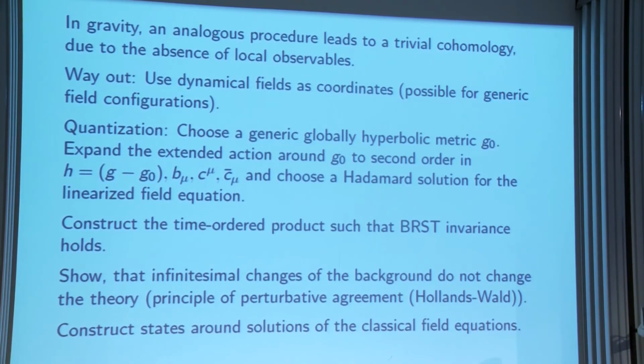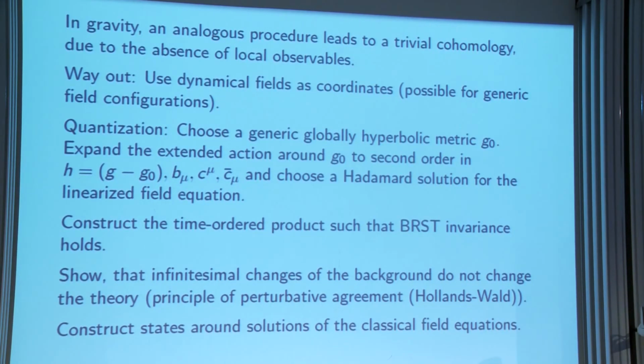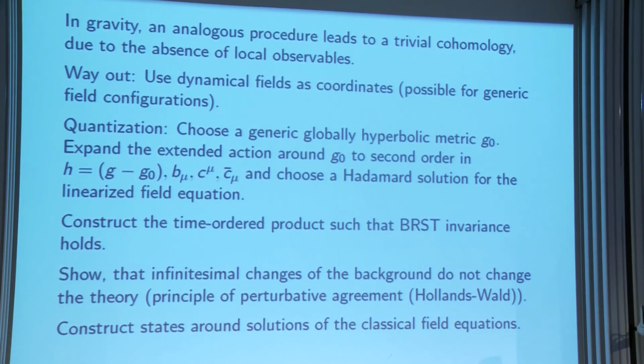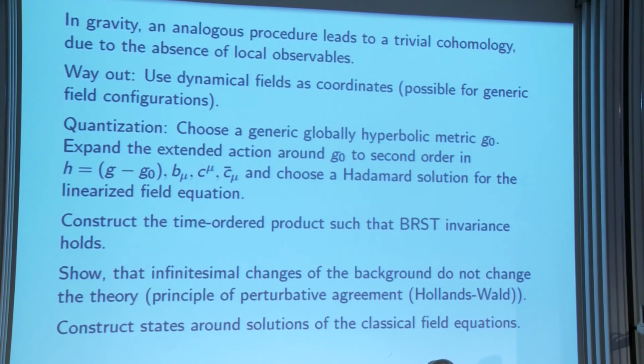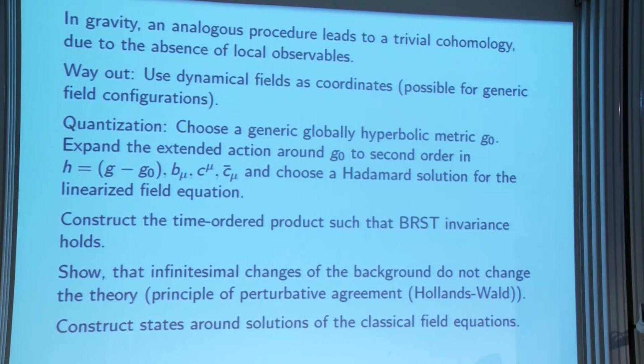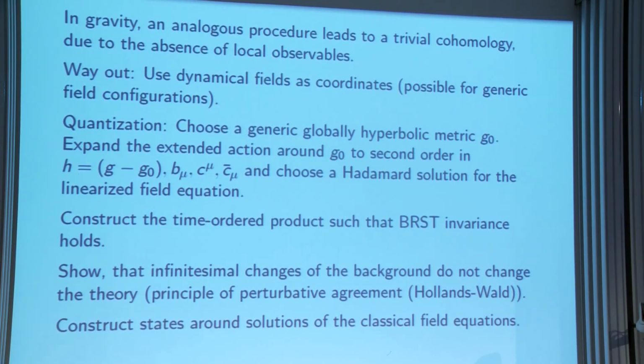But in gravity, we have a problem. Namely, if we do this just in the same way as in Yang-Mills, we find that the cohomology is trivial because there are no local observables. This is a major problem. It can, in principle, be solved in the following way. Namely, we use the dynamical fields themselves as coordinates. This, of course, is not always possible.